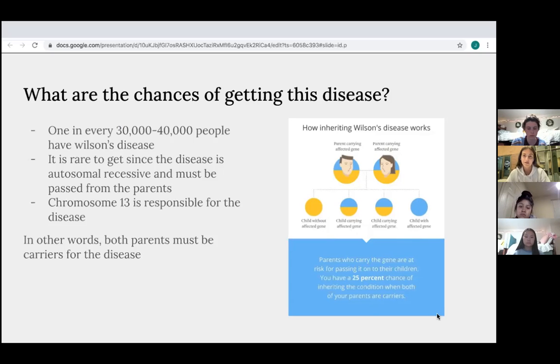1 in every 30,000 to 40,000 people get this disease. So again, it's very rare, just with the chances of a husband and a wife each being a carrier is very slim. So it's not very common. And chromosome 13 is the actual chromosome that is responsible for the creation of this disease.